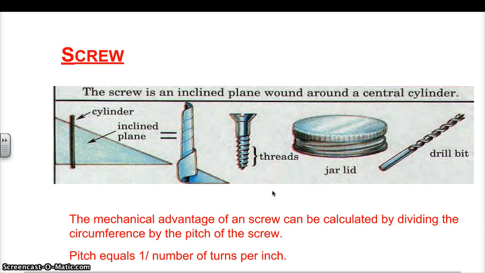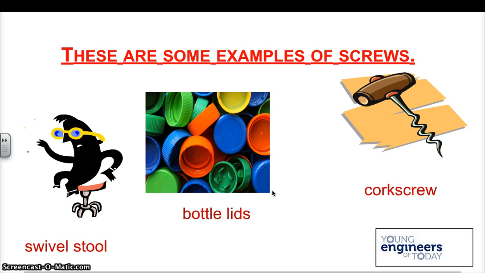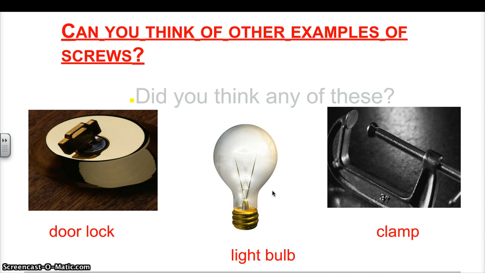Okay. And some examples: a swivel stool, bottle lids, corkscrew. And some other ones you might not think of: that screw that's in the tumbler of a door lock, light bulbs, and a C-clamp. Okay.